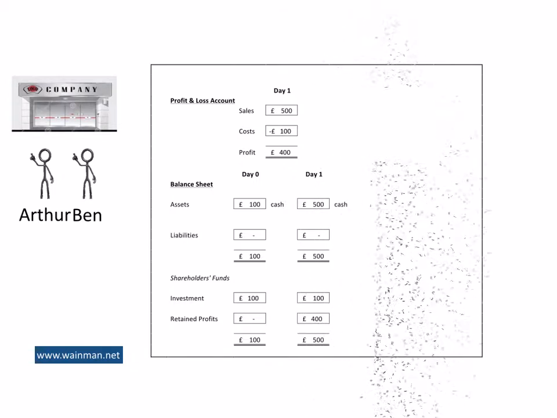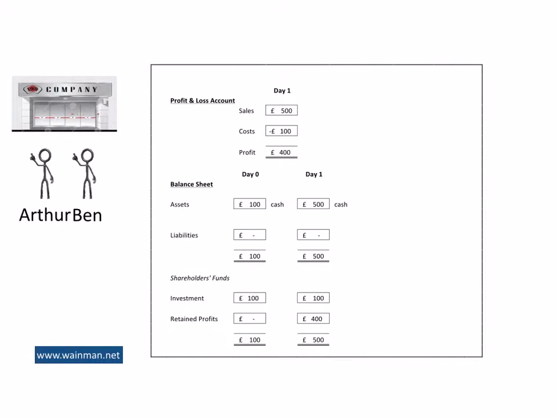At the end of day one, their balance sheet shows assets of £500 cash. Remember, they started the day with £100 of cash. They used that cash to buy apples, which they then sold for £500 cash. They have no liabilities. We're going to ignore tax in this example, and so their net assets are £500. This is represented by the shareholders' funds, which shows the initial investment of £100 plus £400 being the total profit the company has made ever since it started trading and has not yet returned to the shareholders.